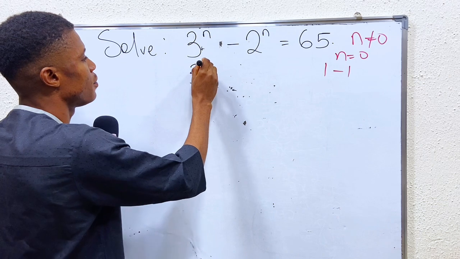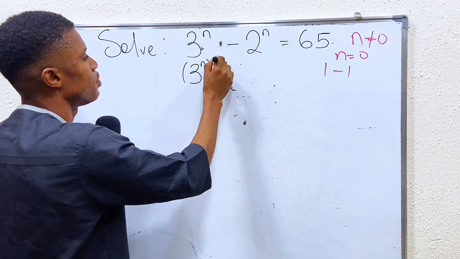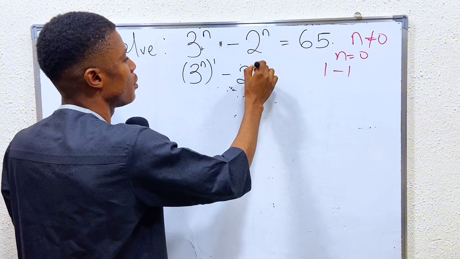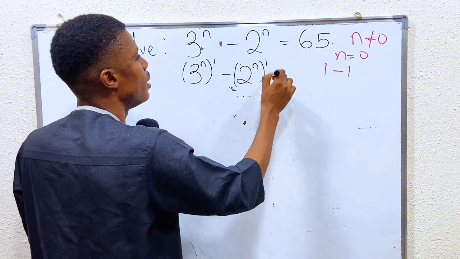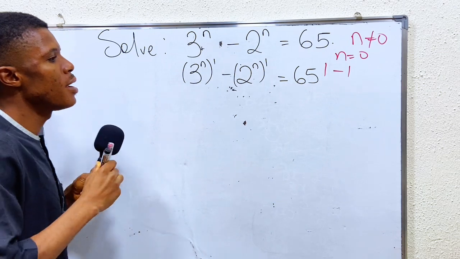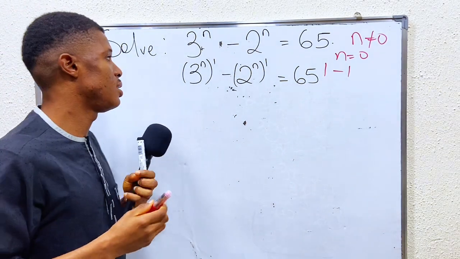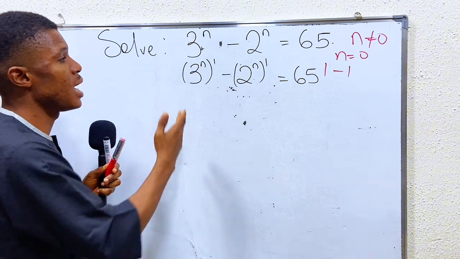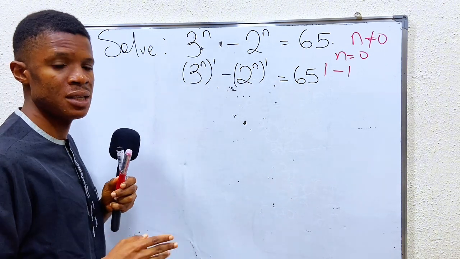By inspection, you can now see that since 3 power n is this, I can now write it as 3 to the power of n, then raise it to the power of 1, for instance, minus 2 to the power of n, all raised to power 1, is equal to 65. Okay? The reason why I put the 1 is that we can actually change it to anything. Because anything raised to power 1 still retains its value.